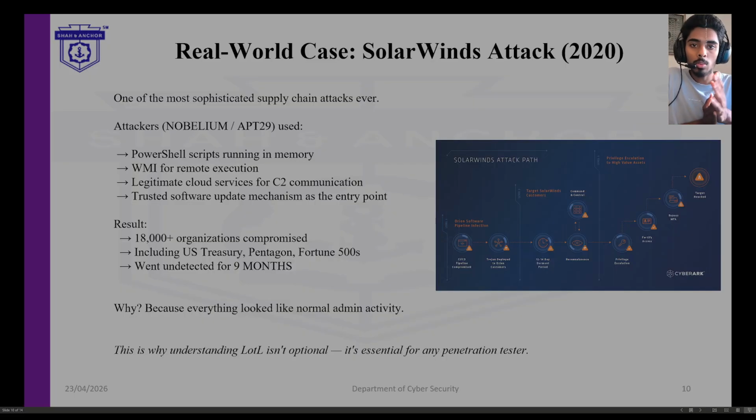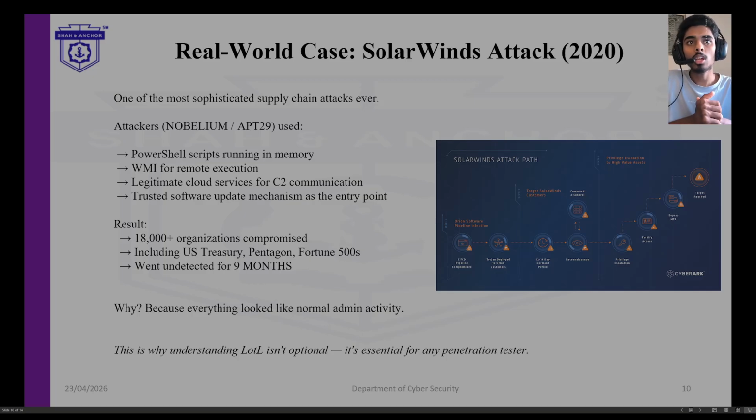Alright, still not convinced how serious this is? Let me give you a real world example that shook the entire cybersecurity industry. In 2020, a threat actor known as Nobelium, linked to Russian intelligence, executed what is considered one of the most sophisticated cyber attacks in history. It was known as the SolarWinds supply chain attack. Here is what they did. They injected malicious code into a legitimate software update from a company called SolarWinds.